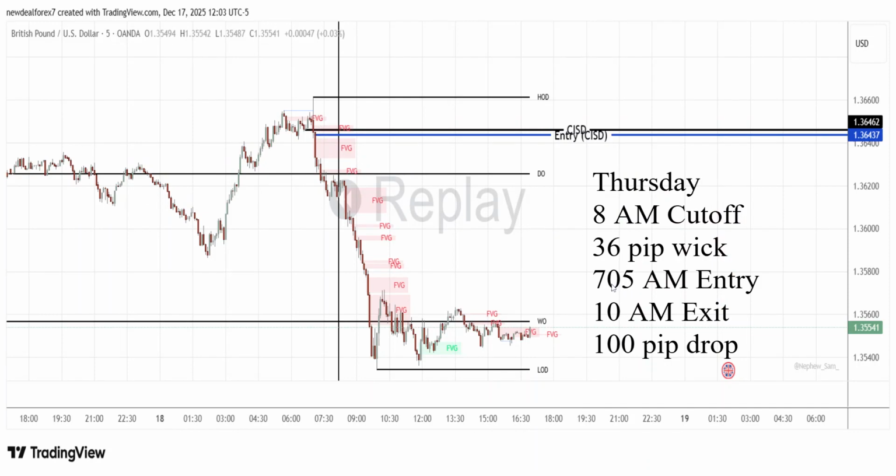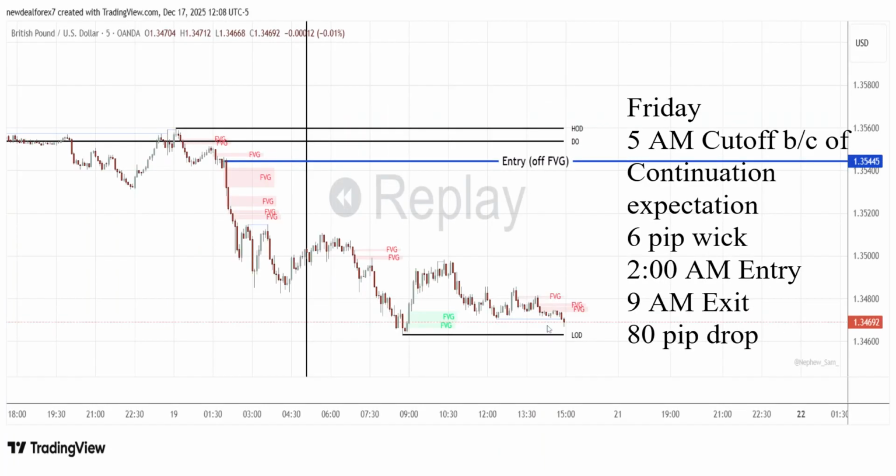You would have got in at about 7:05. At 7:05 AM was the best entry. The first fair value gap was right here that held. And then a 100 pip drop. 10 a.m. would have been the best exit because price spent the rest of the day consolidating. So that's that. This was the Friday continuation.